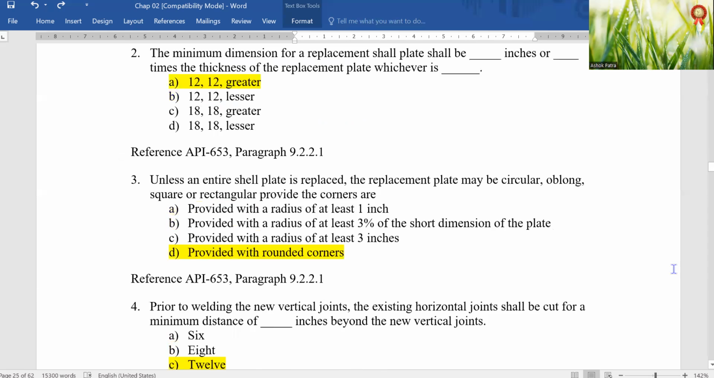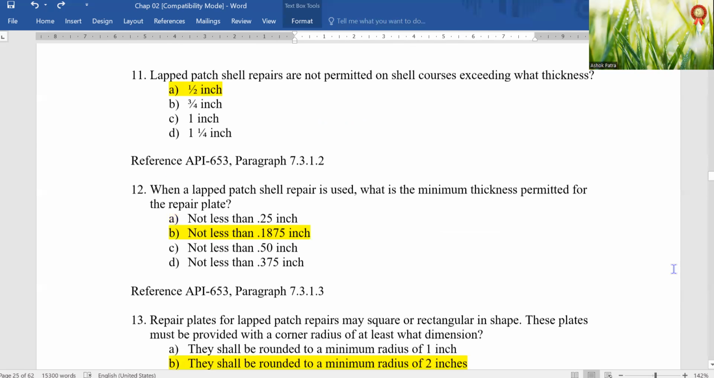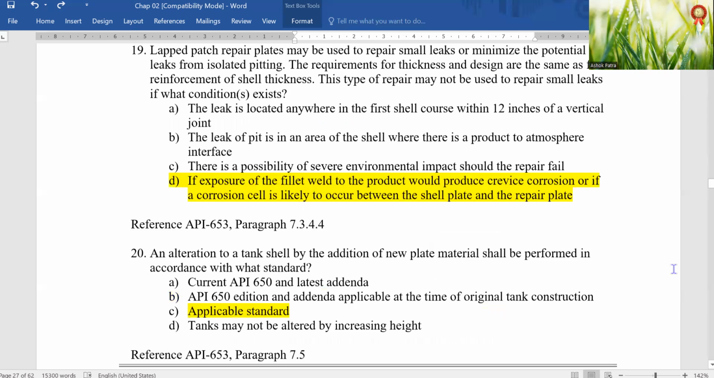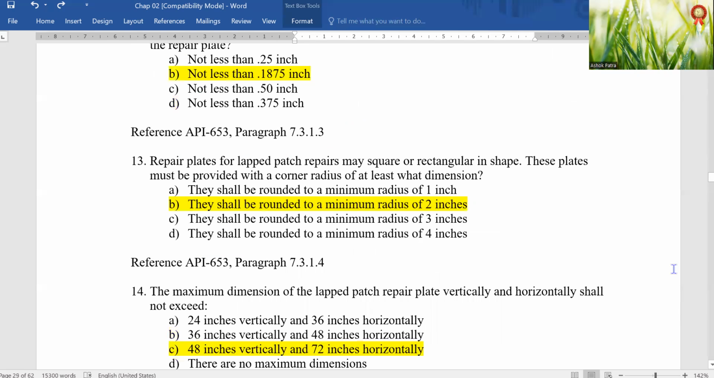Tank repair and alteration. This one is long, I think, sir. We'll stop here.